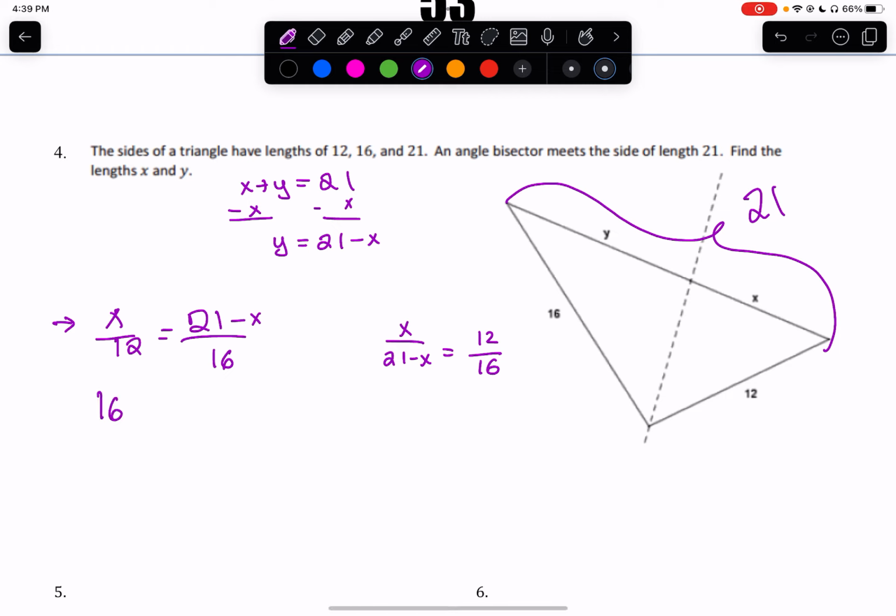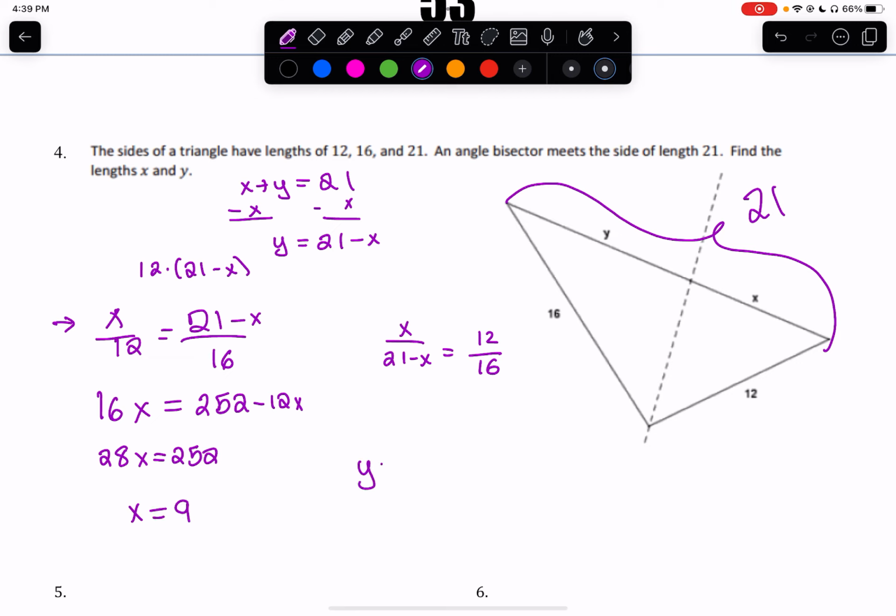So let's do 16x when I cross multiply. And now again, when you're multiplying by a binomial, you need to distribute. So it's not x times, it's 12 times 21 minus x, where the 21 minus x is in parentheses. So 12 times 21, which gives me 252 minus 12x. Add 12x to get 28x equals 252. And we get that x is equal to 9.